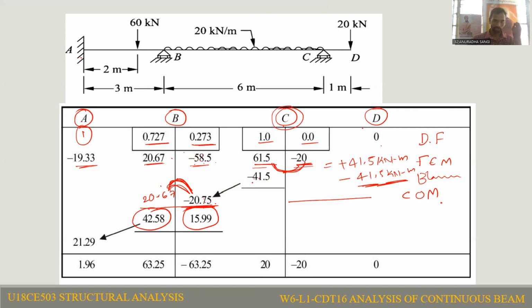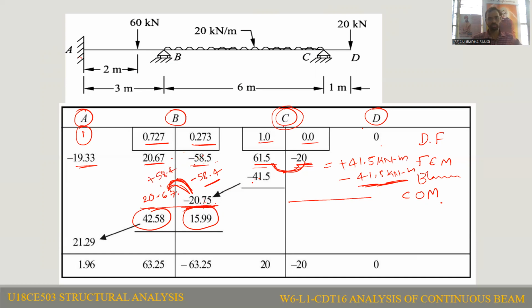58.5 plus 20.75 minus 20.67, around 58.4 you are going to get, minus 58.4 amount of unbalanced moment is there. So to balance this, we have to add this 58.4 kilonewton meter.